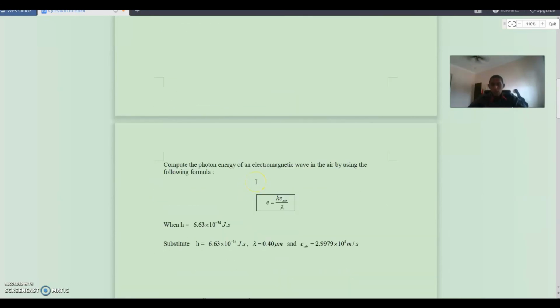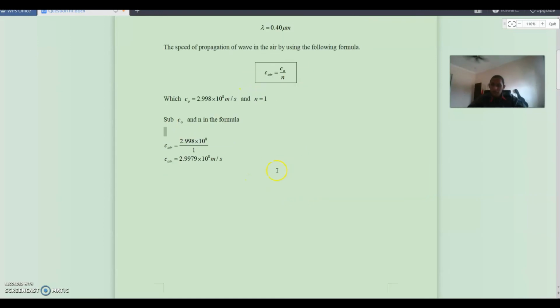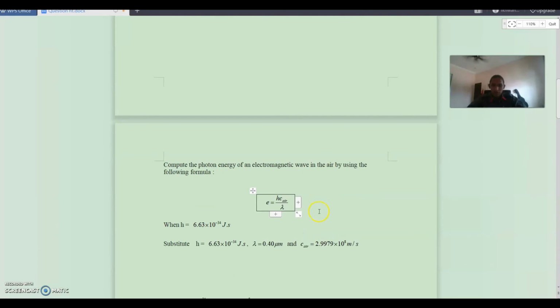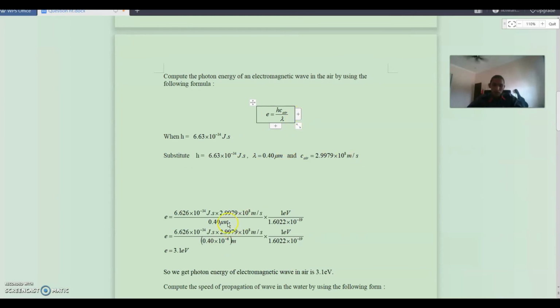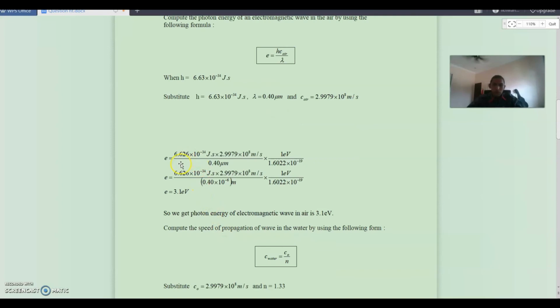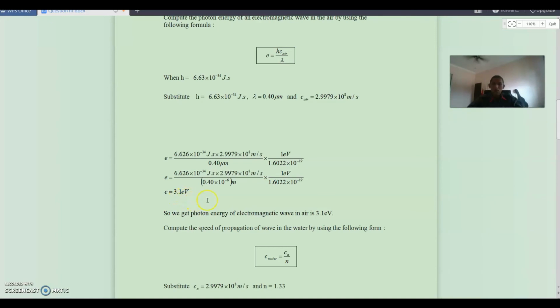Next, we calculate the photon energy, and this is the formula: E equal to h c of air per lambda. We have h equal to 6.63 to the power of negative 34. So we substitute all these values in the formula: 6.626 to the power of negative 34, which is h, and this is c of air. This is lambda. So we get E, the photon energy of the electromagnetic wave in the air, equal to 3.1 eV.